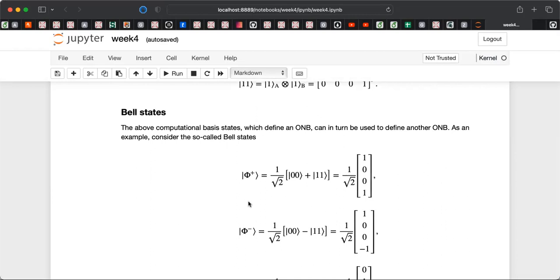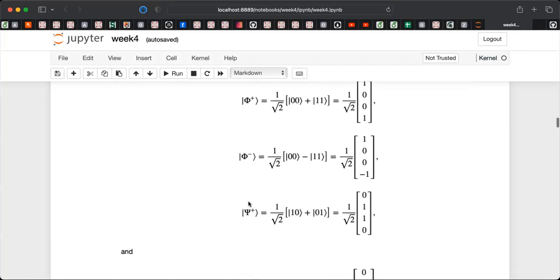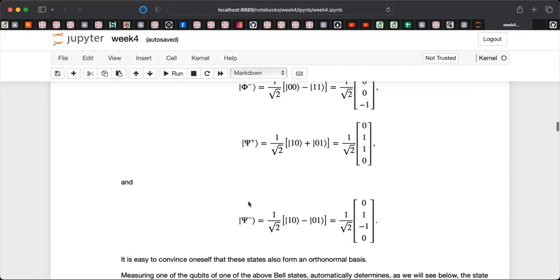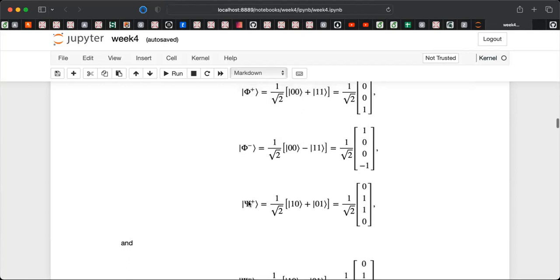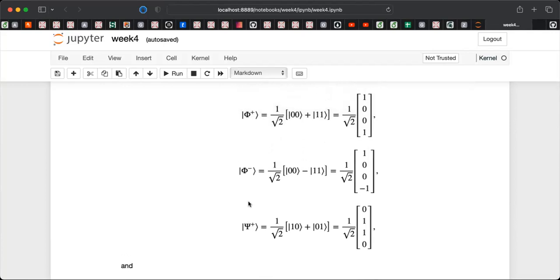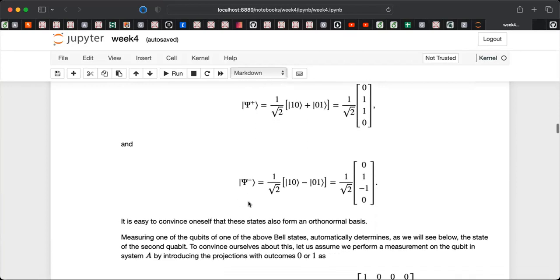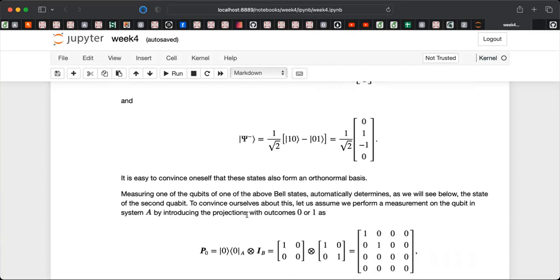So these so-called Bell states define a new type of orthogonal basis. And you could now think of having these 4 states as your new basis states. Now we are coming back to these specific states a little bit later, and we are introducing them now because we use them as the definition of entanglement. And you can measure one of the qubits of one of the above states, and that automatically determines, as we saw last time, the state of the second qubit.